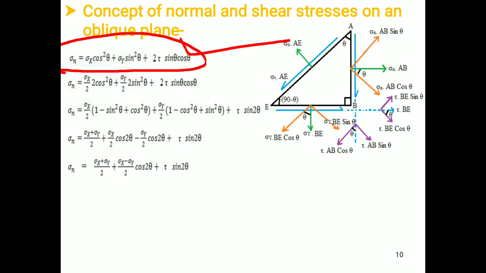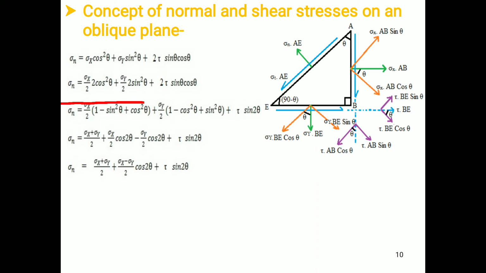Therefore, after making some mathematical simplification, multiplying and dividing by 2, we have sigma n is equal to sigma x upon 2 into 2 cos square theta plus sigma y by 2 into 2 sin square theta plus 2 tau sin theta cos theta. It's a mathematical simplification.